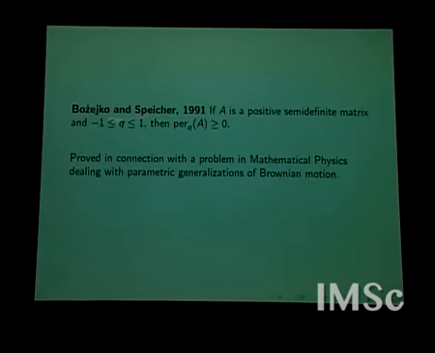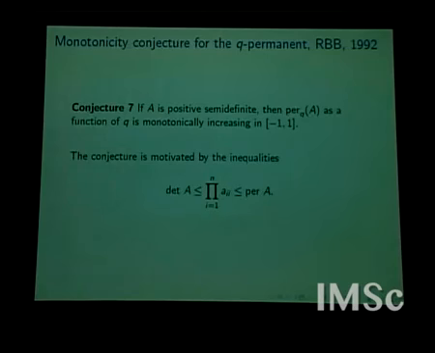I think it was a paper in Communications in Mathematical Physics showing that if A is a positive semi-definite matrix, then the permanent is non-negative. But there are other proofs known by just using properties of distance matrices. And the conjecture I want to recall here is that if A is positive semi-definite, then the permanent of A with parameter q, as a function of q, is increasing on -1 to 1.